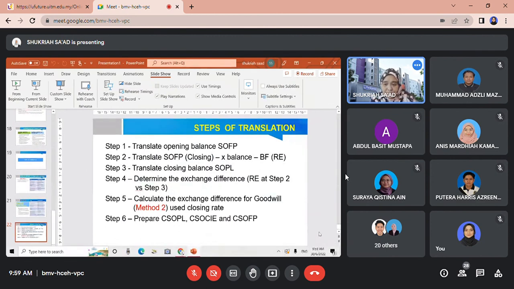Okay, so I will share with you the question, okay, together with the solution previous group project 2, and then you tengok kat situ dekat solution step 1. Step 1 is translate opening balance SOFP. Okay, dekat solution tu dah ada kaedah apa dia guna. Okay, cuma saya nak guide you all how to determine nanti. Okay, so step ni macam nak kira satu per satu, sampailah step nombor 5. Step nombor 6 tak ada masalah. You boleh je prepare SOPL, SOCE and SOFP.